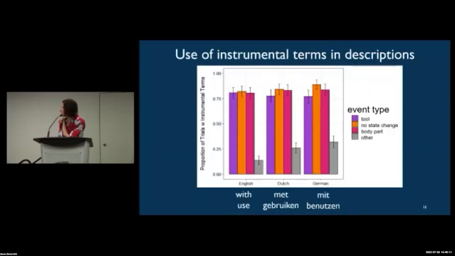Okay, so here's what we found. On the y-axis we have the proportion of trials where people used instrumental terms in their descriptions. What we see here is a big gap between the three colored bars and the gray bar. So for these other ones, people didn't use these terms very much. But importantly, for the tool, the no state change, and the body part events, people were equally likely to use instrumental terms like with and use. And this is incompatible with our prediction that the tool is the prototype, because tool events weren't actually more likely to elicit this language than body part events or no state change events.